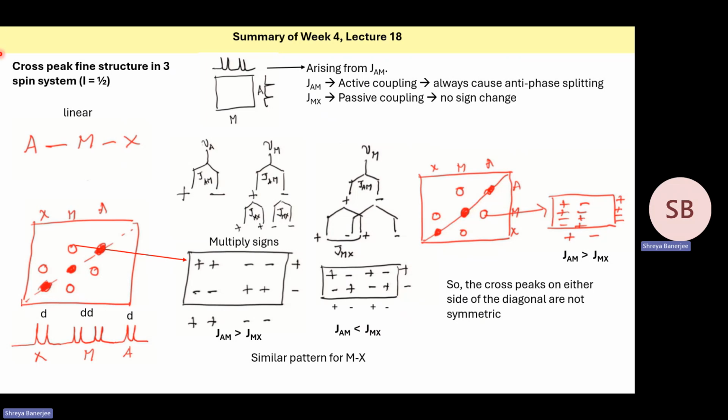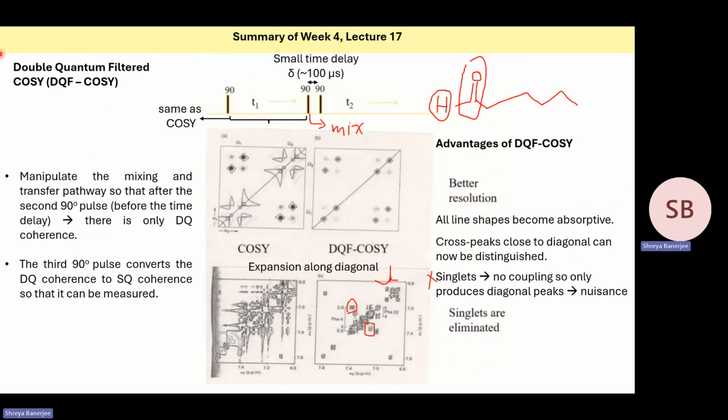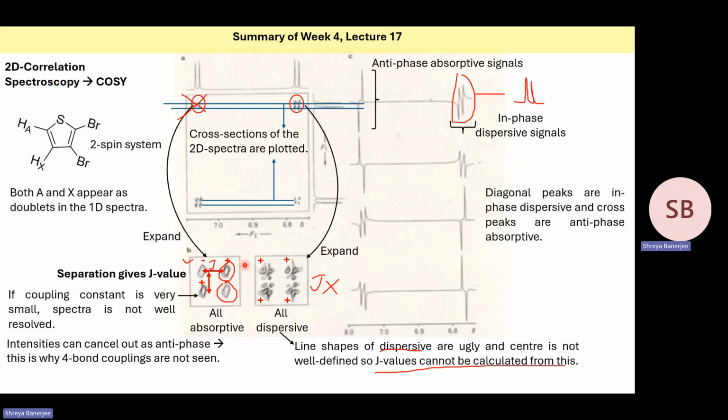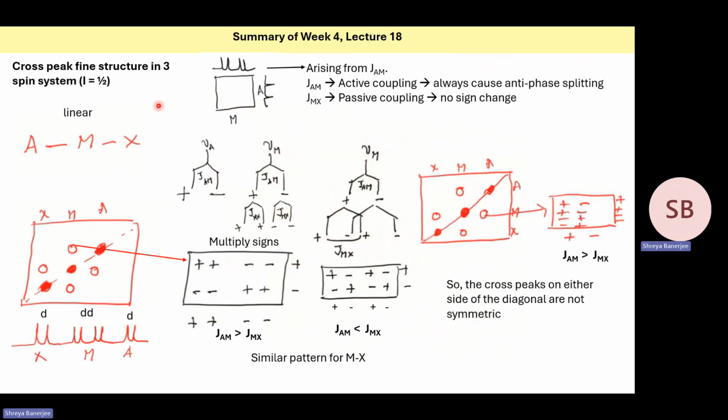So far we have looked at what we were calling the fine structure. This is the fine structure of a two-spin system, HA and HX. That is a two-spin system. Now we will talk about the fine structure in a three-spin system. Just give me 2 minutes.